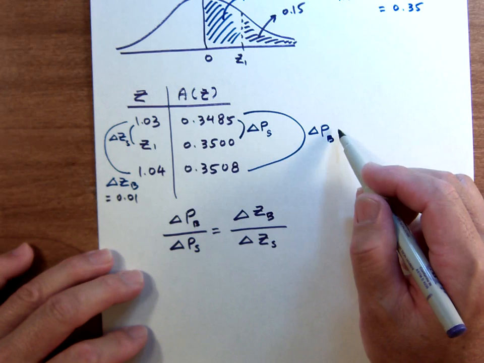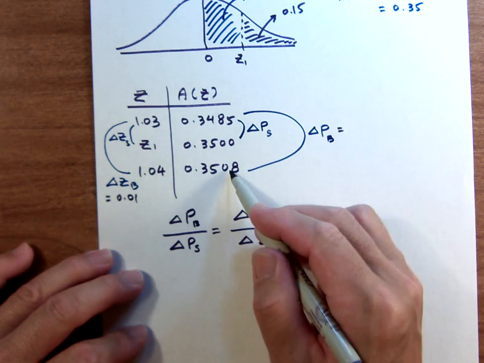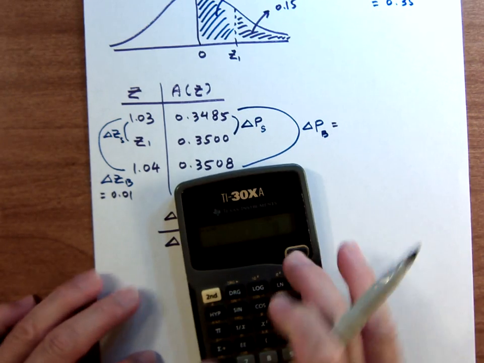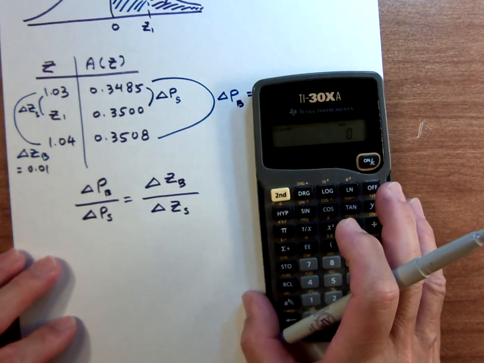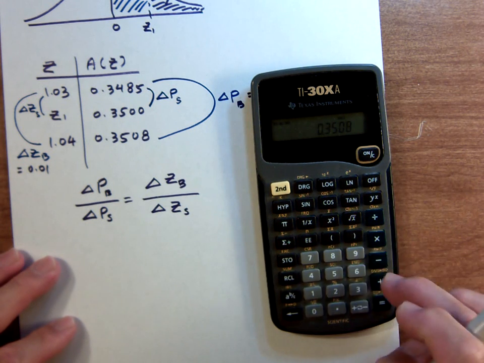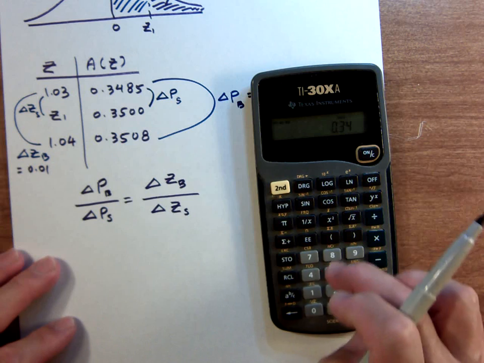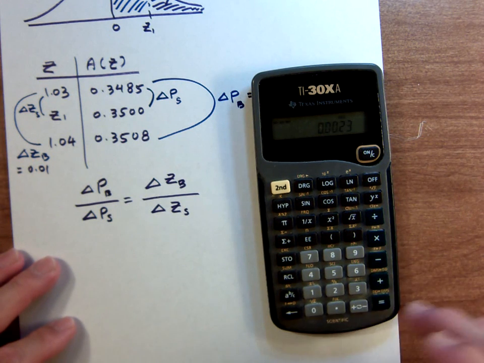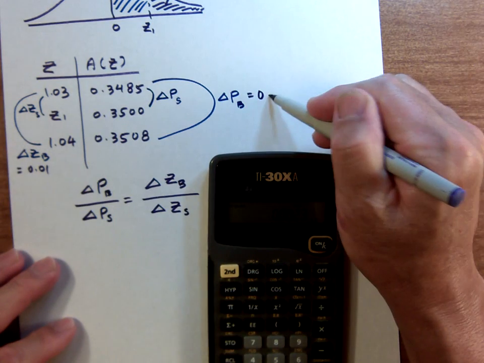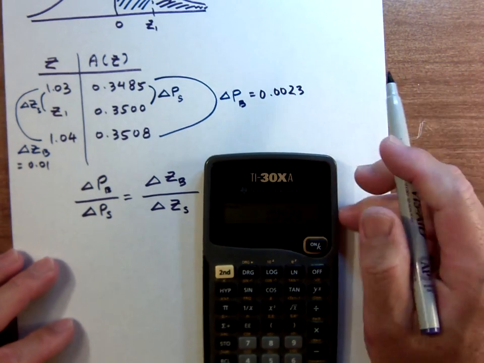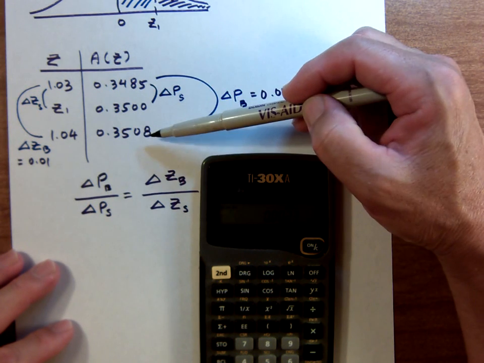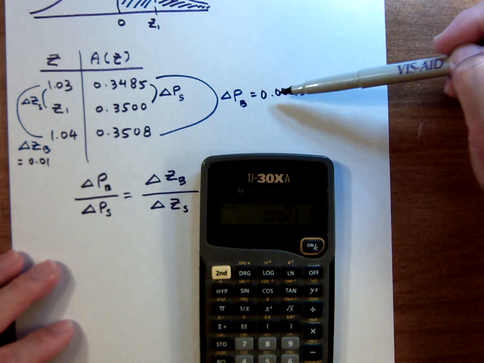For example, change in PB: subtract these two. Take your calculator. Let's go. 0.3508 minus 0.3485 gives us 0.0023. So again, the meaning of that is that the two p-values, 0.3485 and 0.3508, differ by 0.0023.